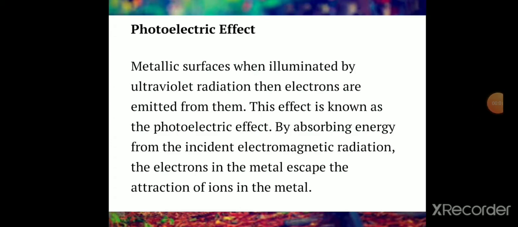The third type of emission is known as photoelectric emission. When metallic surfaces are illuminated by ultraviolet radiation, then electrons are emitted from them. This effect is known as photoelectric effect, or this type of emission is known as photoelectric emission. By absorbing energy from the electromagnetic radiation, the electrons can escape from the attraction of ions in the metal.